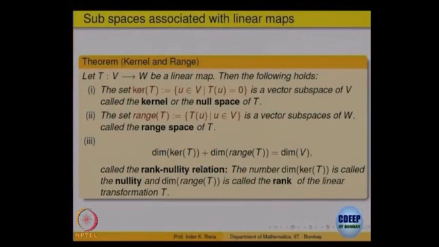Second and third, now kernel T and range T both are vector spaces, so they will have dimensions. So, it says dimension of kernel of T plus dimension of the range of T is equal to dimension of the domain space V. This formula holds. The dimension of the kernel is called the nullity, and the dimension of the range is called the rank of the linear transformation. It is the same formula that we had for the rank nullity theorem for matrices. We will see how it is related to that also later on.